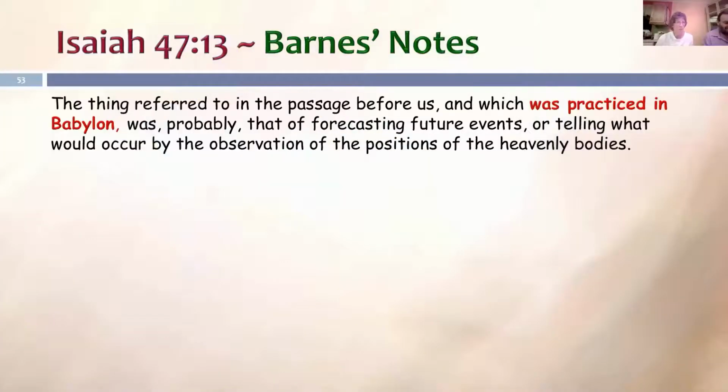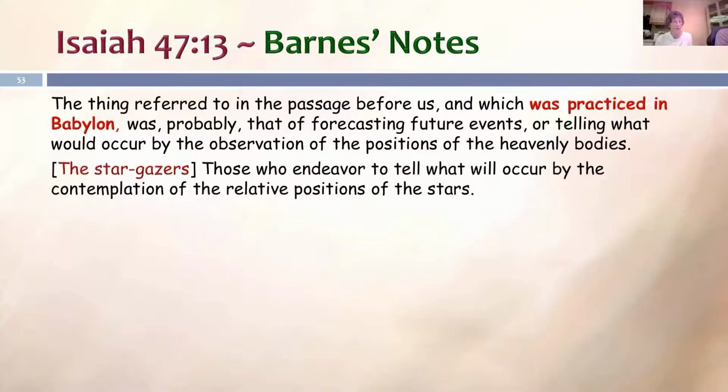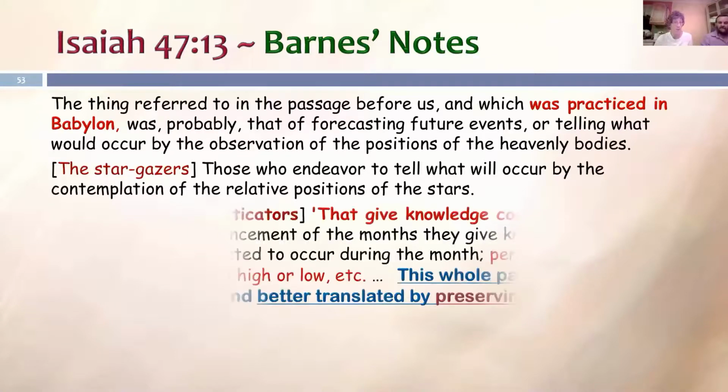Let's start with Barnes' notes first. This is what he said about Isaiah 47:13. The thing referred to in the passage before us, and which was practiced in Babylon, was probably that of forecasting future events or telling what would occur by the observation of the positions of the heavenly bodies. And then he has the stargazers, just like that, those who endeavor to tell what will occur by the contemplation of the relative position of the stars.